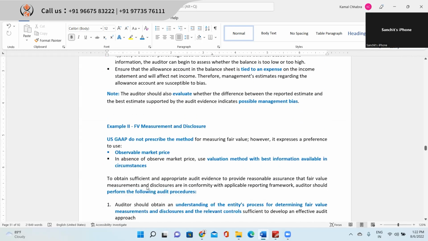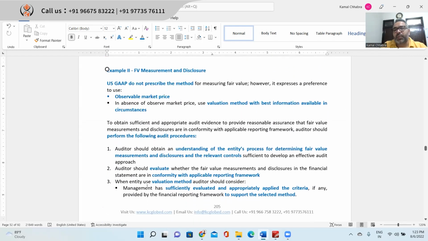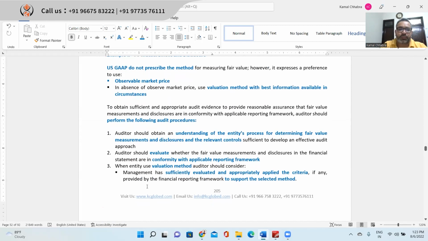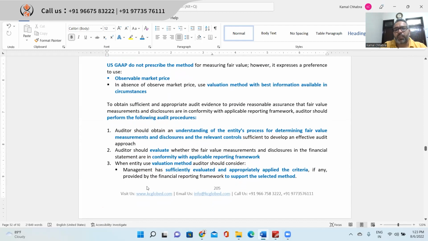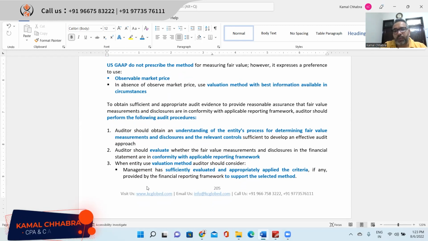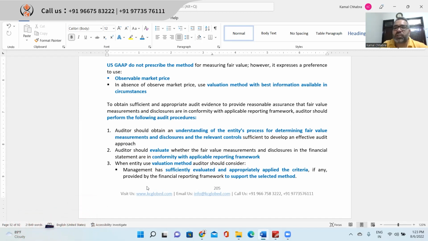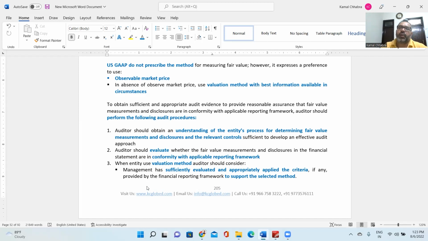Yes, sir. Okay, so next one is fair value measurement and disclosure testing. So another example. US GAAP does not prescribe any method for measuring the fair value. However, it expresses the preference to be used. First is observable market price, and second, in absence of observable market price, you can use a valuation method with the best information available in the circumstances, which can be like the Black-Scholes model or a unit price model, or different models that have been given for the valuation of fair value, right?